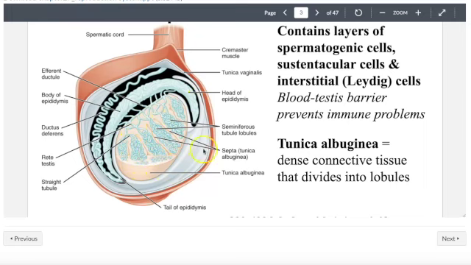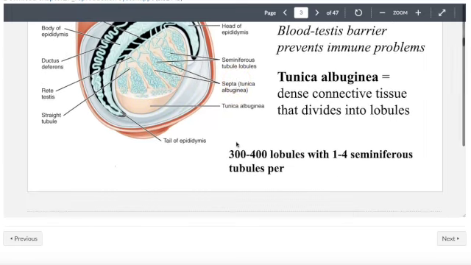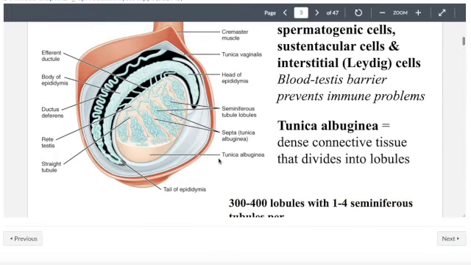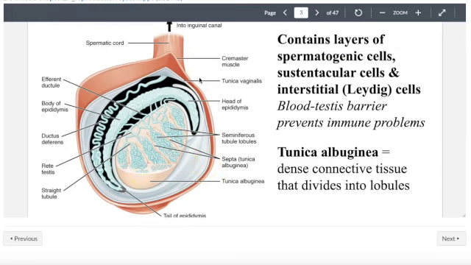There are 300 to 400 lobes with 1 to 4 seminiferous tubules per lobe. Usually around the 7th month, that's when the testicle descends. And when it doesn't descend, it is a condition called cryptorchidism. Sometimes 1 or 2 testicles don't descend from the abdomen.